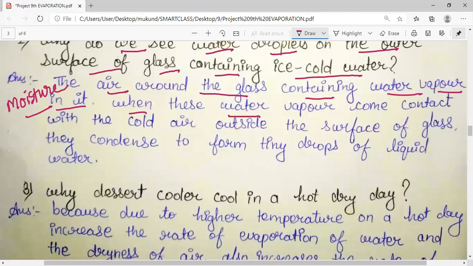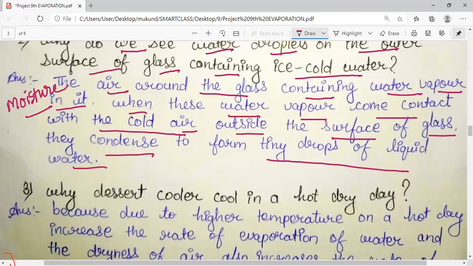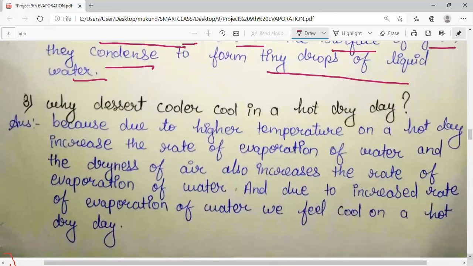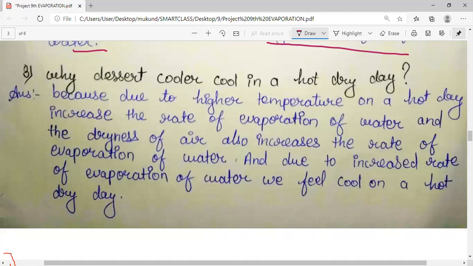When this water vapor comes in contact with the cold surface of the glass, it condenses. That means the water vapor or the moisture condenses and forms tiny droplets of liquid, and that is why we can see the water droplets on the glass which has the cold water.